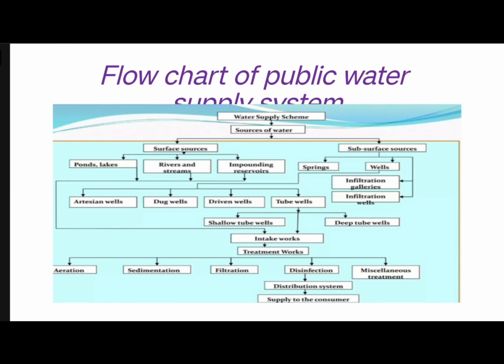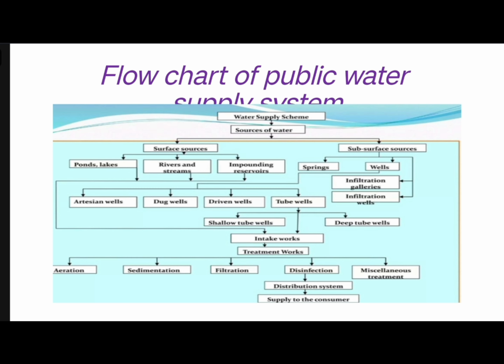Today our topic is the flowchart of a public water supply system. First, we need to know what the sources of water are. Sources of water are of two types: surface sources and subsurface sources. Subsurface sources are rainwater which infiltrates into the ground. After infiltration, the water is stored in wells, springs, infiltration galleries, etc.